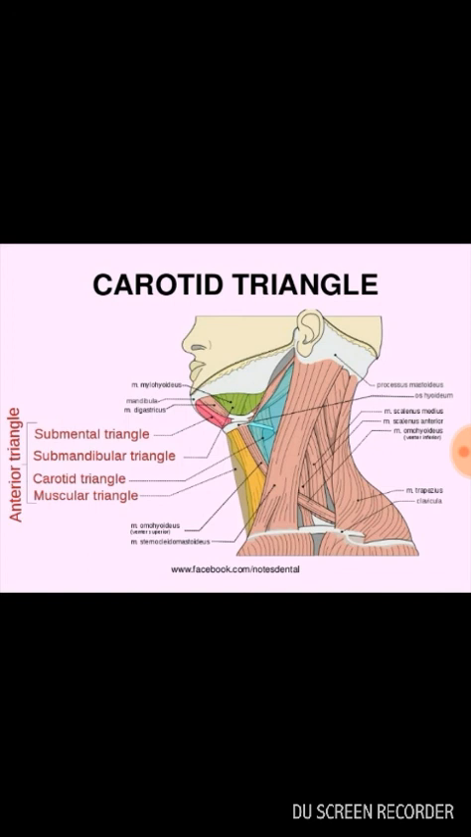The contents will be submental lymph nodes, the submental artery, and small veins which unite to form the anterior jugular vein. So that's it for the anterior triangle.